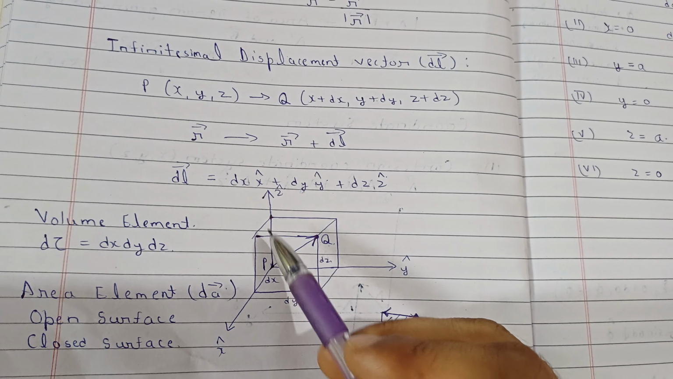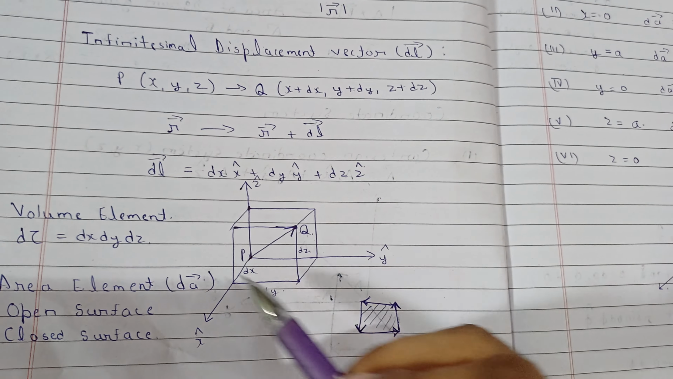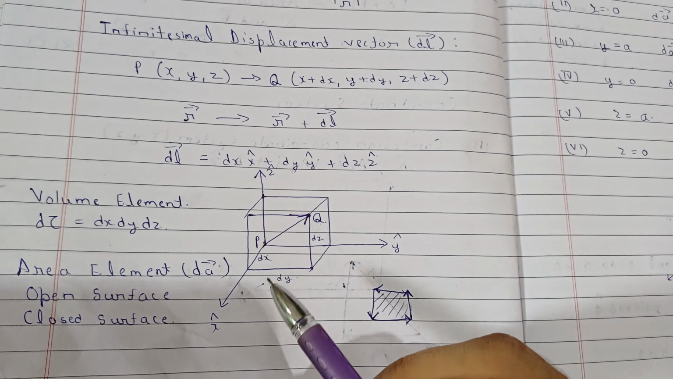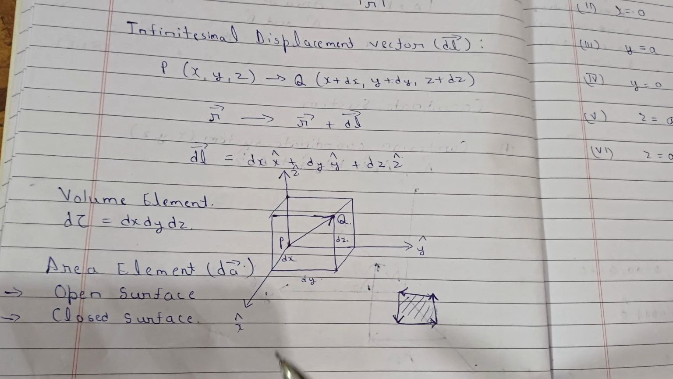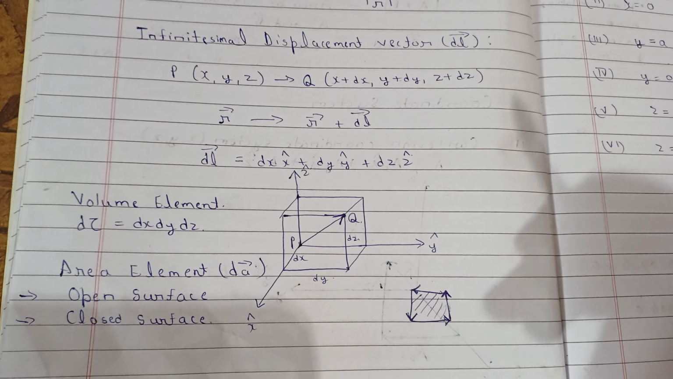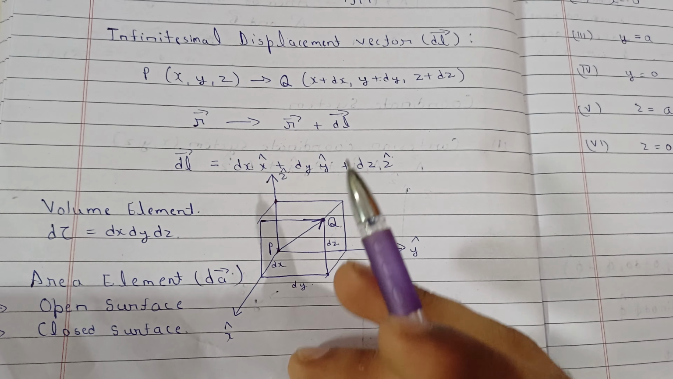Now if you need to find the volume element here, this will be simply dx dy dz, because the volume of this small cube will be this. And this is nothing but the change in the value. So that's how we determine this d tau. Then in the next lecture we will discuss the area element also, and we will move forward to more coordinate systems.